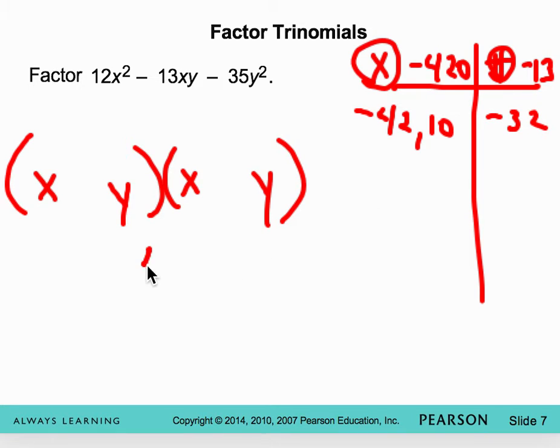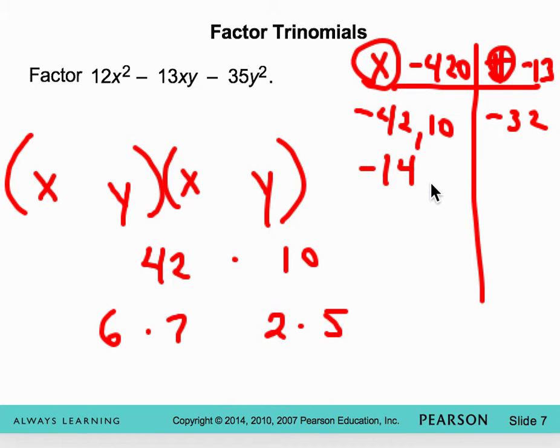But let's come over here and think about it. 42 times 10. This is 6 times 7 times 2 times 5. Let's see if we can rearrange this a little bit. Here's 7 times 2, 14, and a 30. Let's try that. 14 and 30. Okay, so that's 16. Hey, I'm pretty close to what I need.